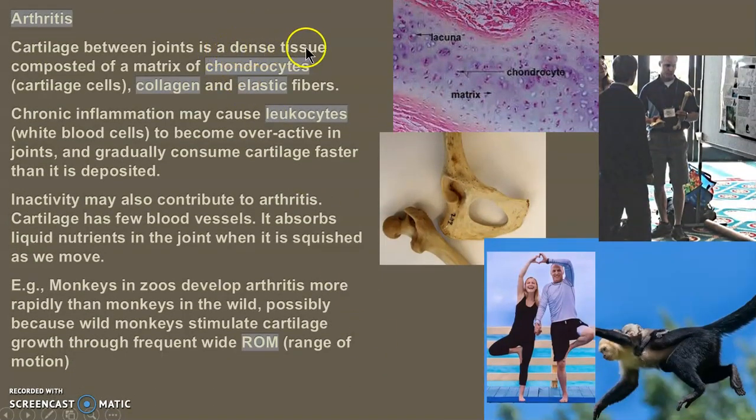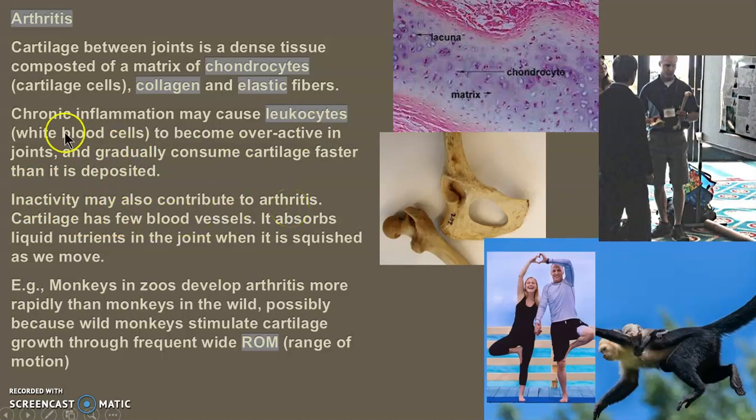Arthritis. Okay, we have cartilage between all our joints, and I'll talk about this some more. It's made of chondrocytes, collagen, and a matrix of different fibers. But what you won't see in here is any blood vessels. And so the way cartilage feeds is when we move. It's like a sponge. We move, we take a step, we squish it, and when it expands, it soaks up liquids in the joint, capsular joint. That's a happy situation. But inactivity, it may contribute to arthritis.